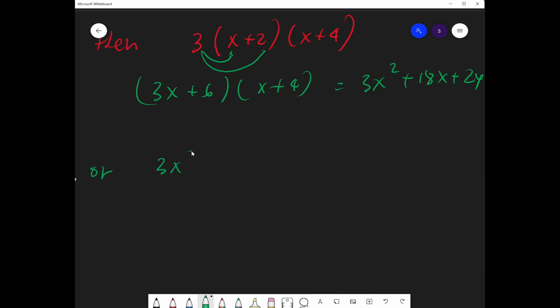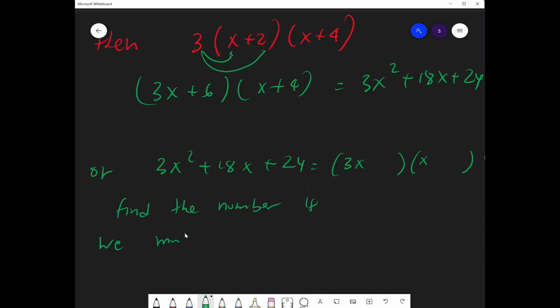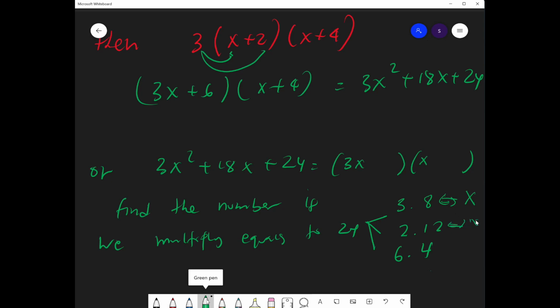Or we can solve by separating into two brackets and putting 3x here and x there. Then we find the numbers. If we multiply, it will be equal to 24, such as 3 times 8, 2 times 12, or 6 times 4. The 3 times 8 is impossible. Also the 2 times 12 is impossible. So we take this and put it here in the equation. If we multiply this to this and this to that, the result will be the same as our problem.